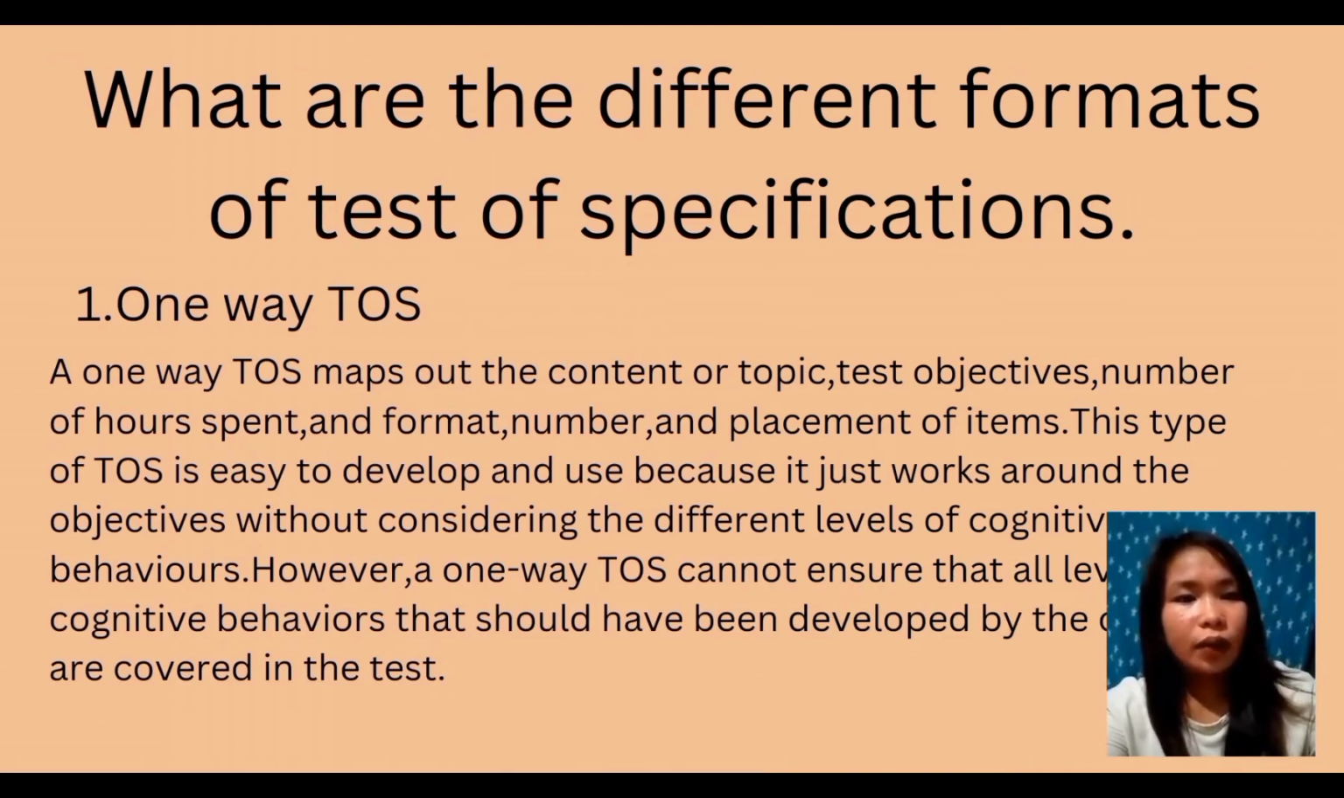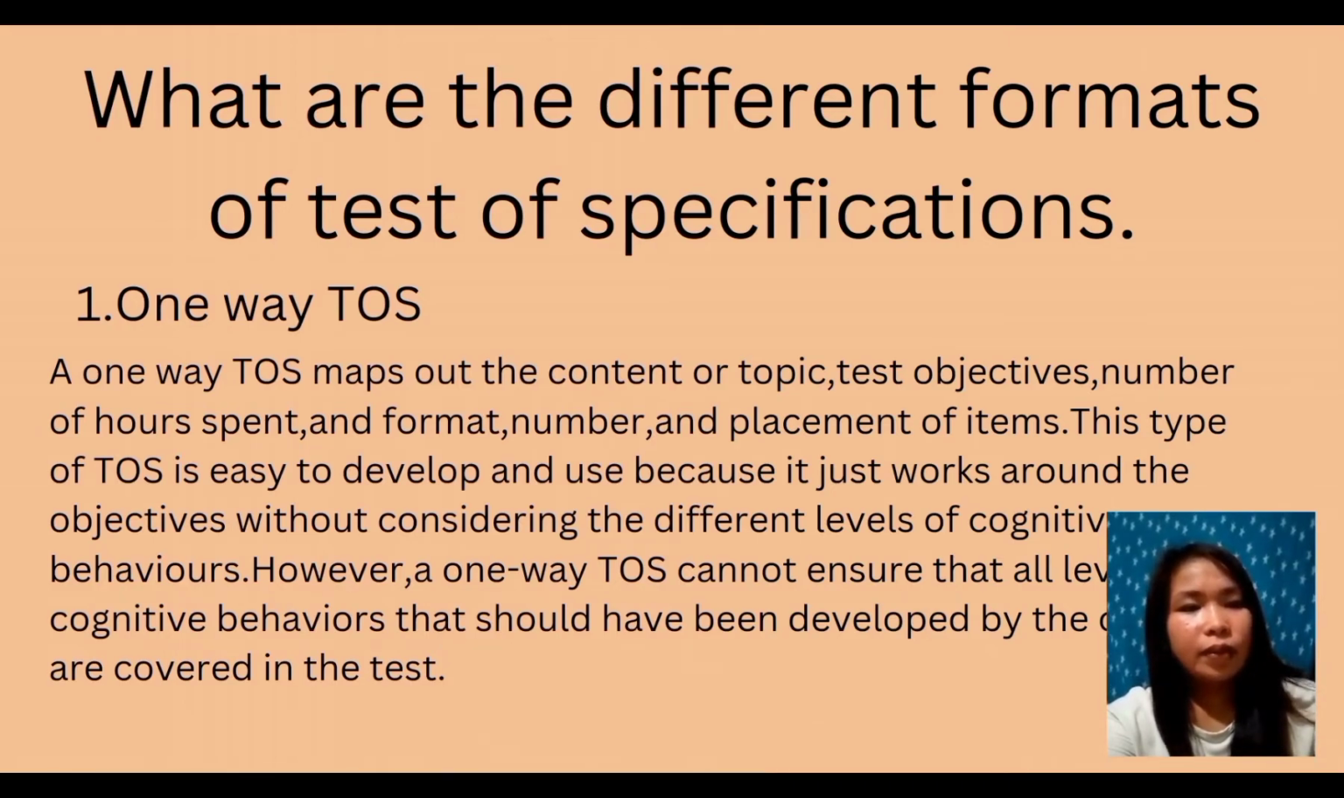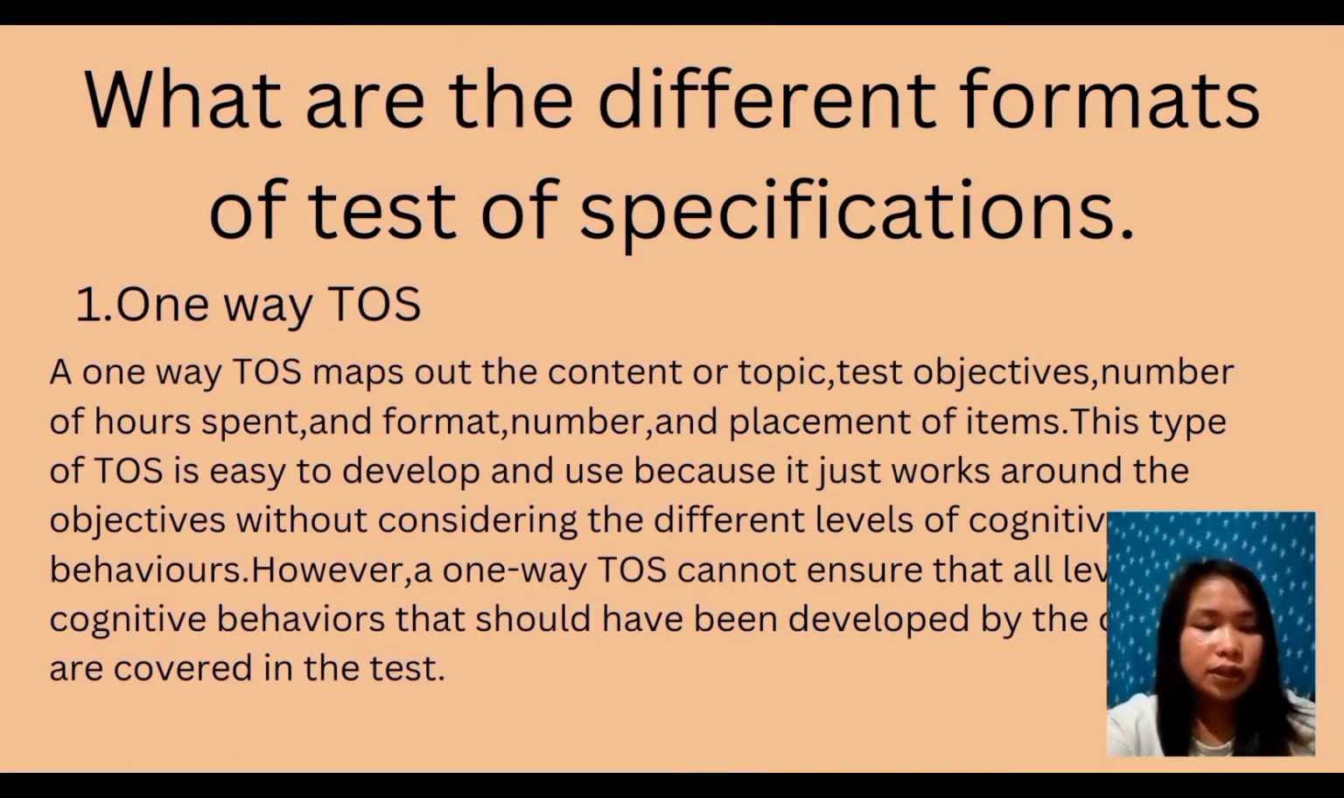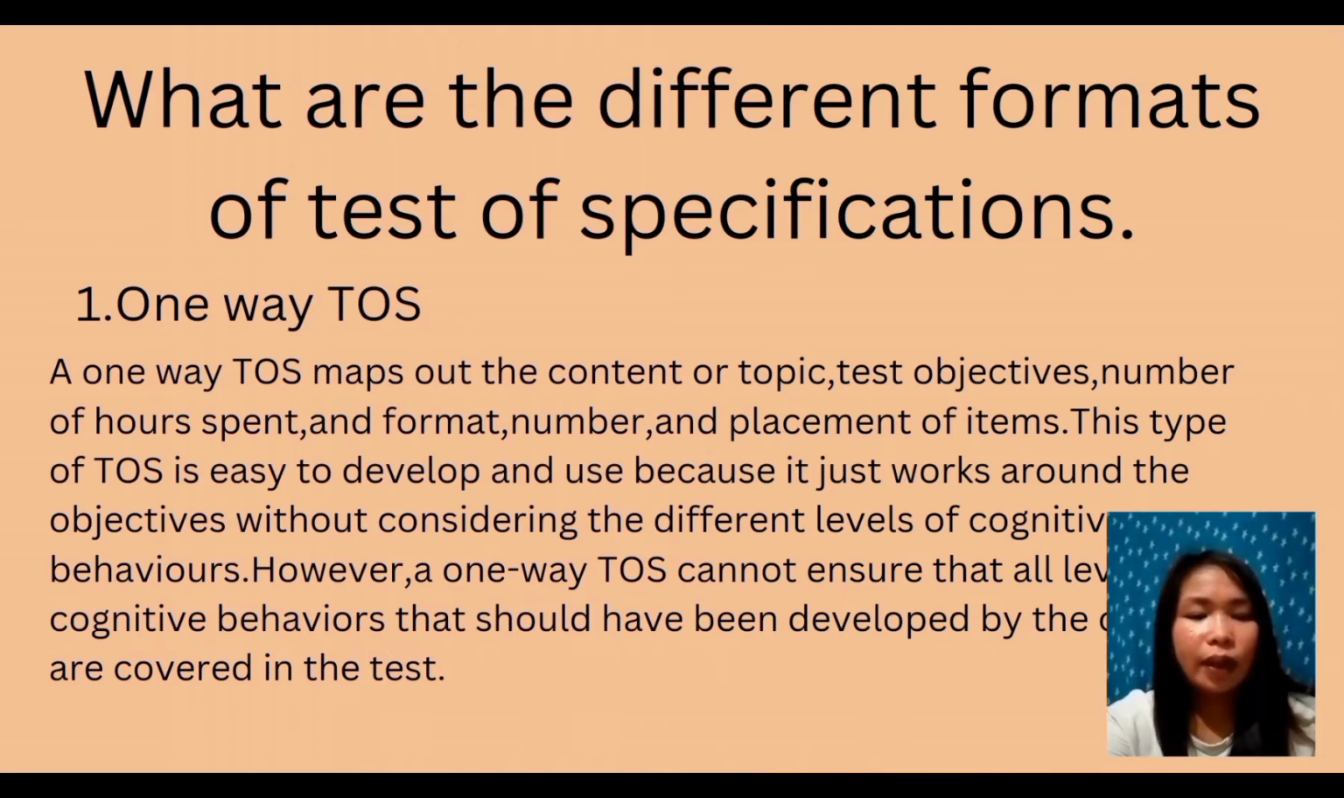One-way TOS. A one-way TOS maps out the content or topic, test objectives, number of hours spent, and format, number, and the placement of items. These objectives are without considering the different levels of cognitive behaviors. However, a one-way TOS cannot ensure that all levels of cognitive behaviors that shall have been developed by a course are covered in the test. And this one-way TOS maps out the topic, the test objectives, number of hours, format, and placement of items, and also the number and percent of items.